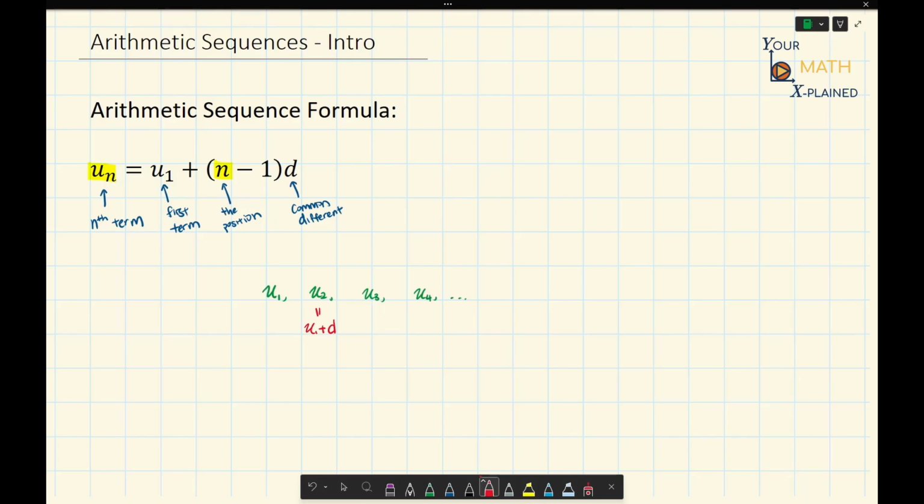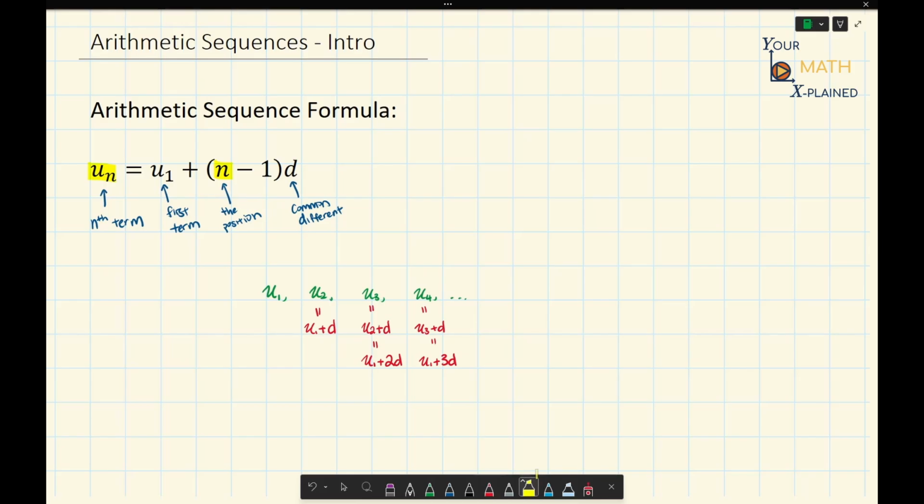And similarly, to get to u3, this is going to be u2 plus d. But we know that u sub 2 is equal to the first term plus the common difference d, which means this now can be rewritten as u sub 1 plus 2 times the common difference d. And then similarly, the fourth term is going to be u sub 3 plus d, which is the same as u sub 1 plus 3 times the common difference d. So notice the pattern here.